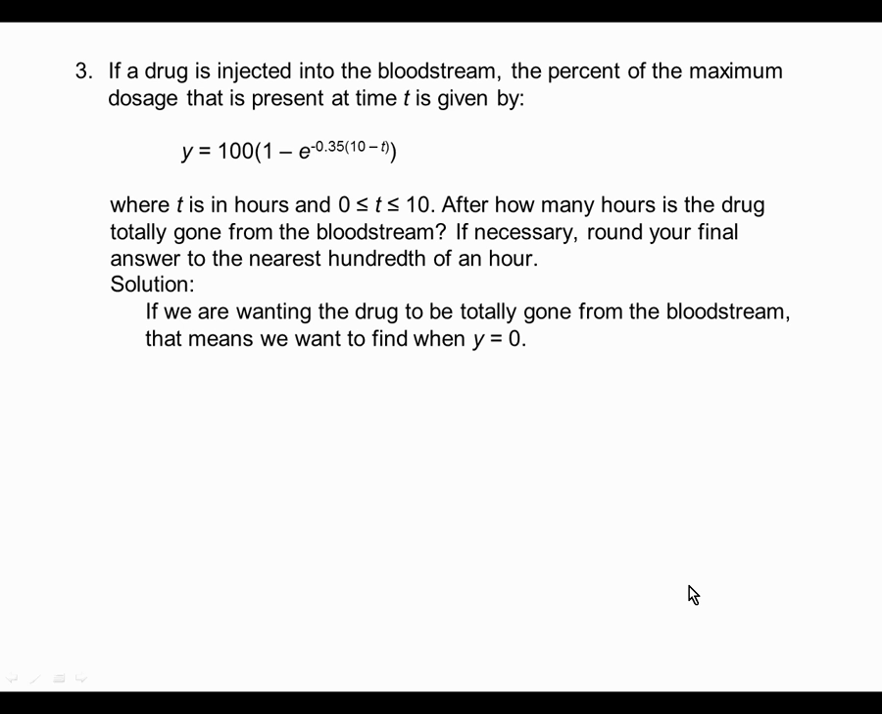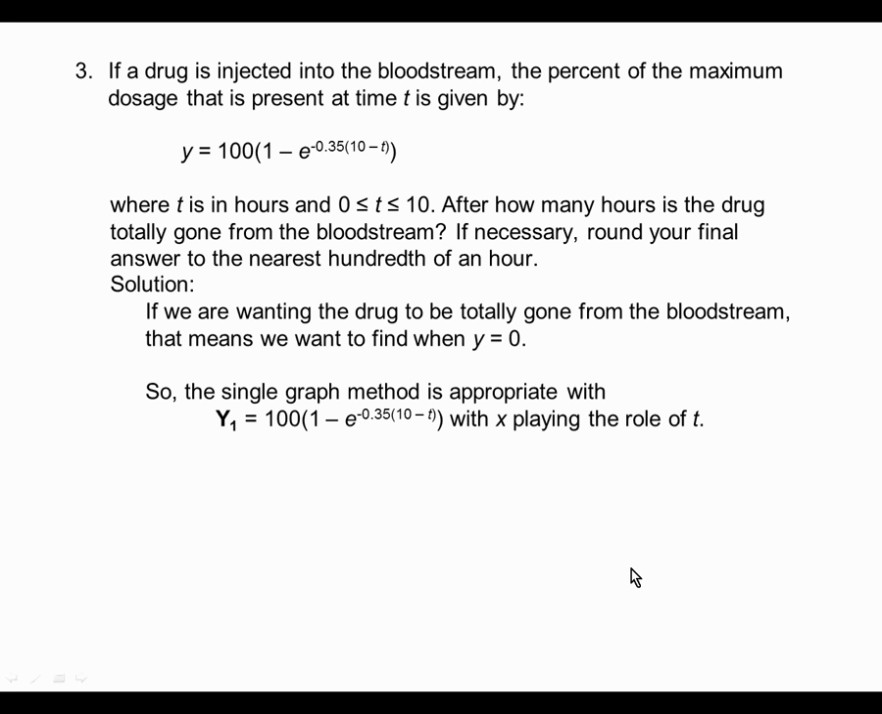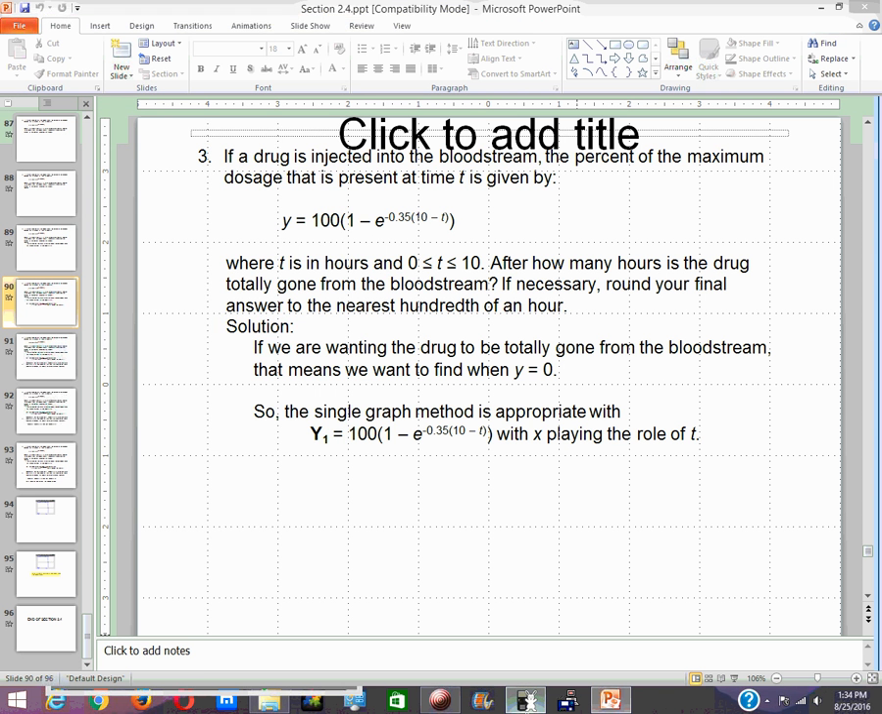So our solution. We want the drug to be totally gone from the bloodstream, so that means where is y 0? So we're going to have this expression equal to 0. So again, you can use the single graph method, or you can have this be y1 and y2 be 0. It's your choice. So the single graph method is appropriate. So let me go ahead and enter this into my calculator.